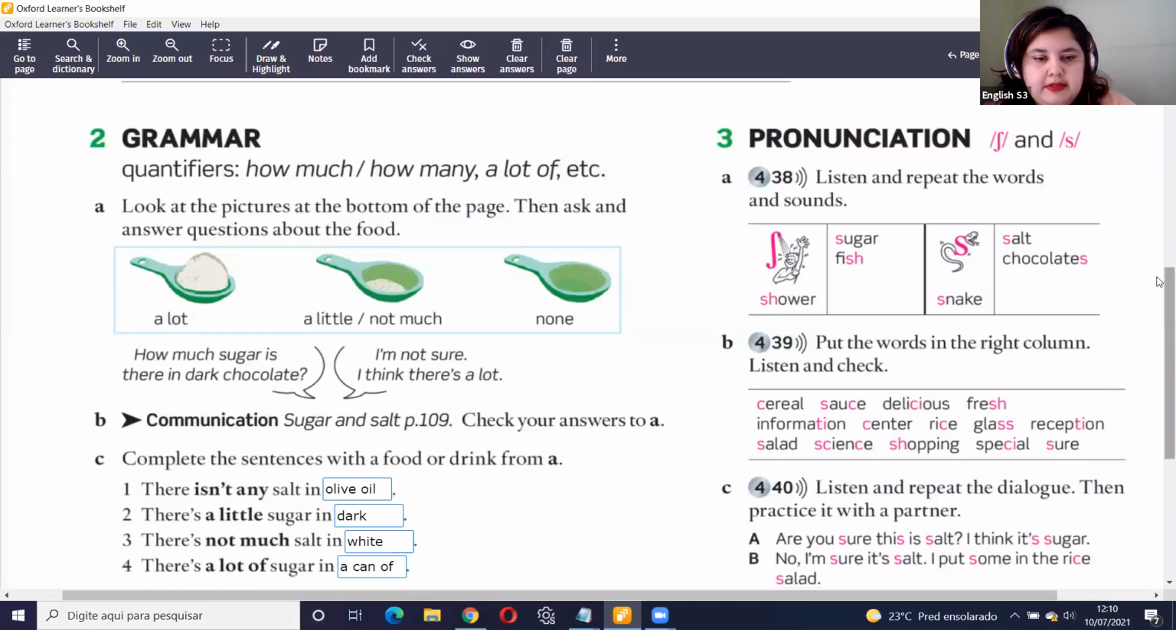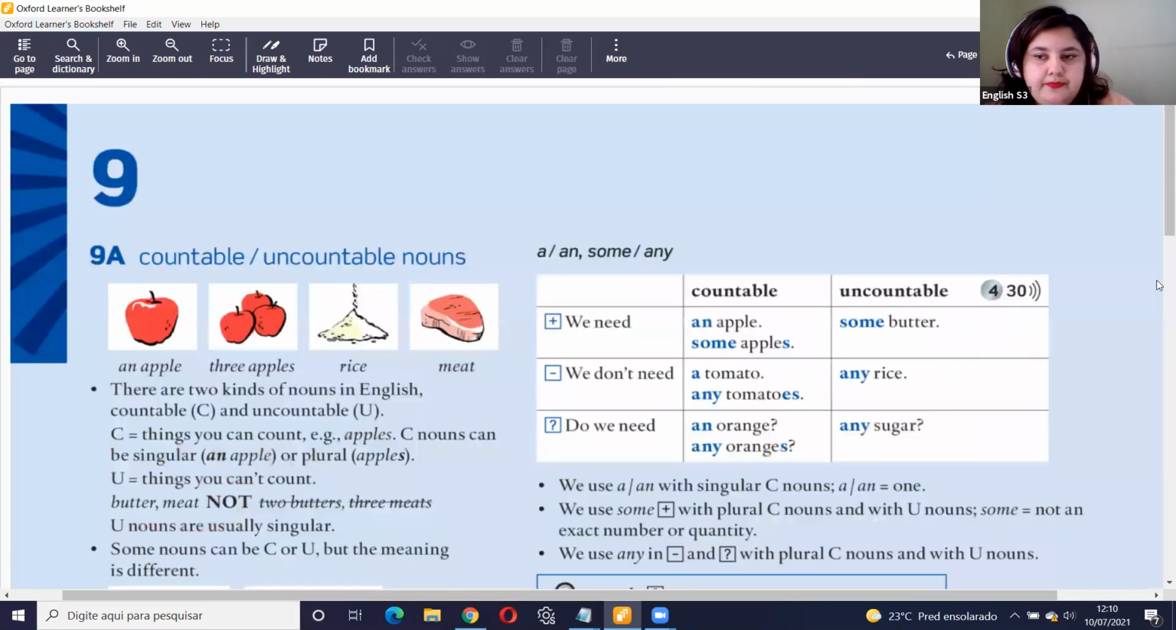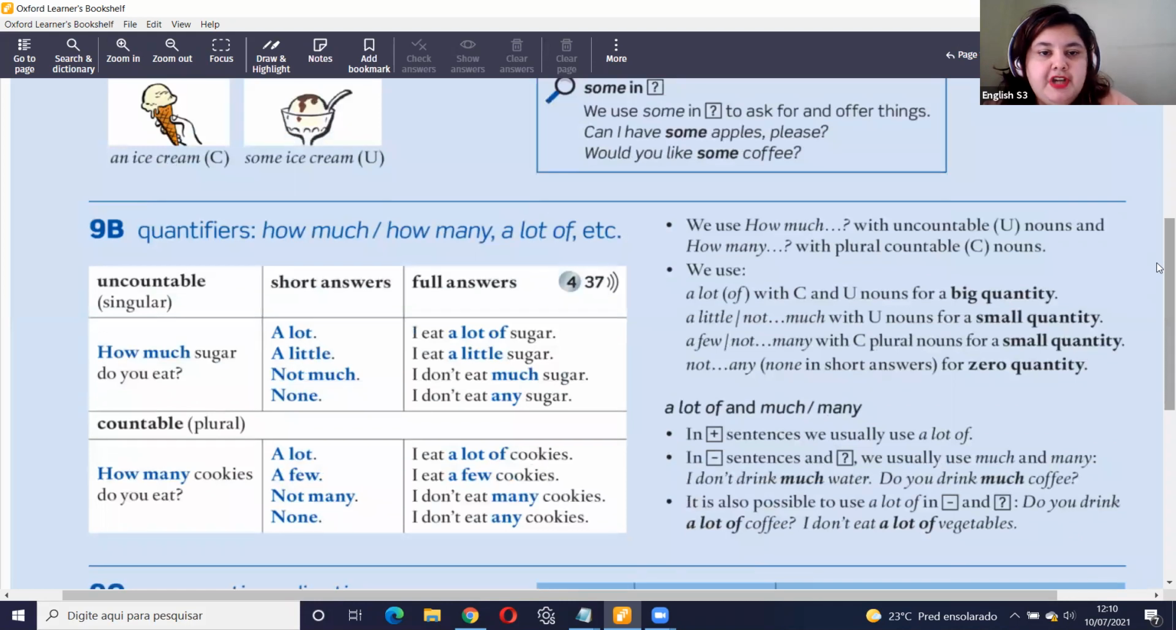Let's take a look at the quantifiers, because this is a nice topic. Quantifiers: how much, how many, a lot of, etc. We differentiated the countable nouns and the uncountable nouns. If you have an uncountable noun, you have to use much. And if you need to use countable nouns, you say how many.